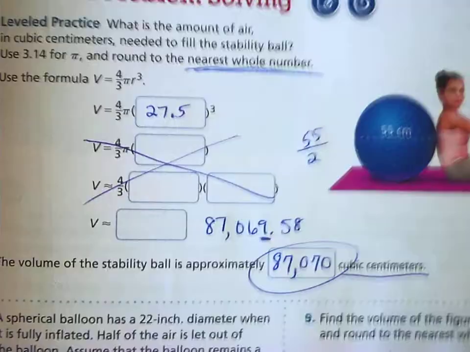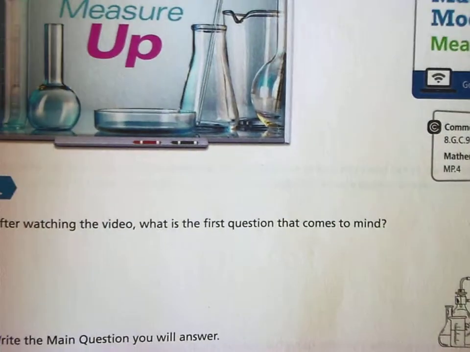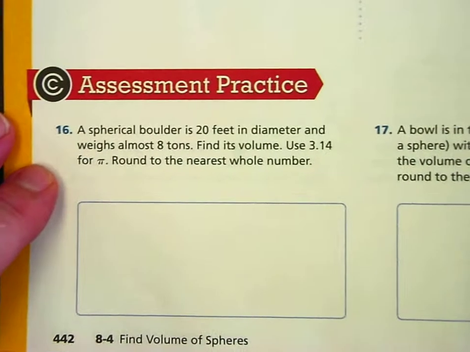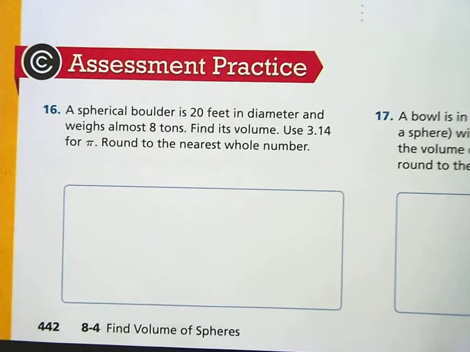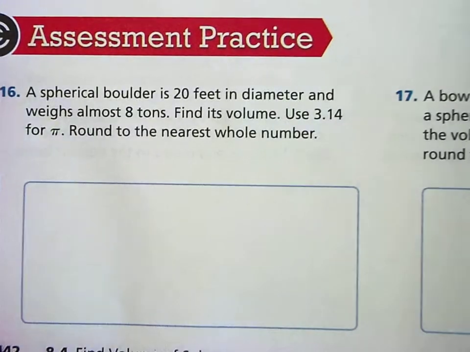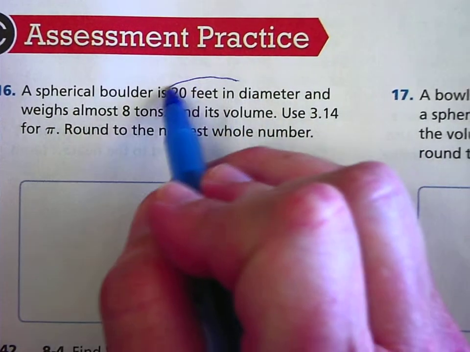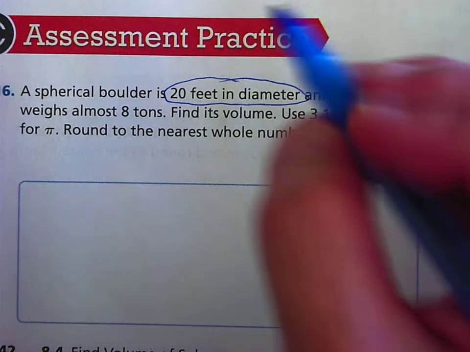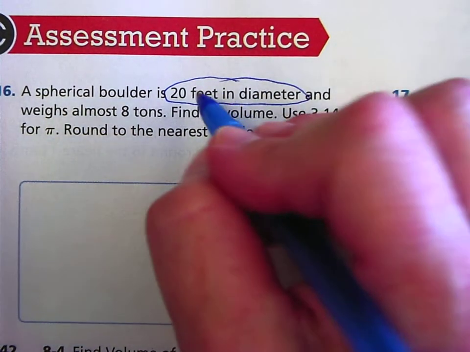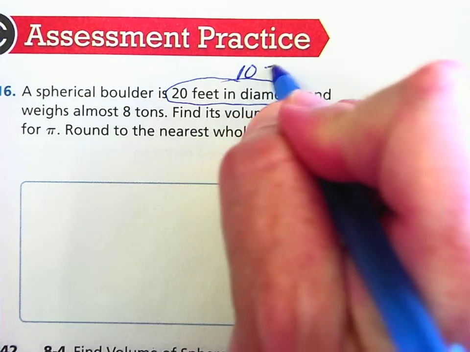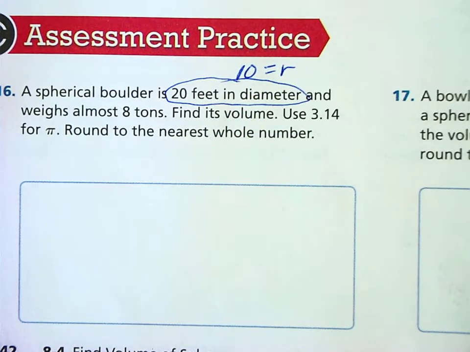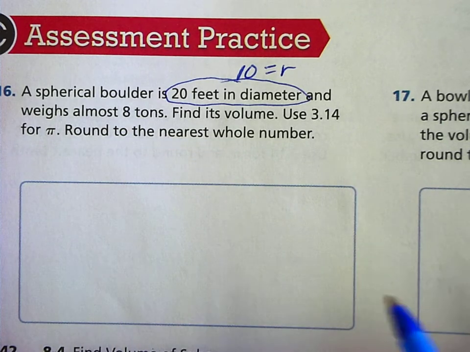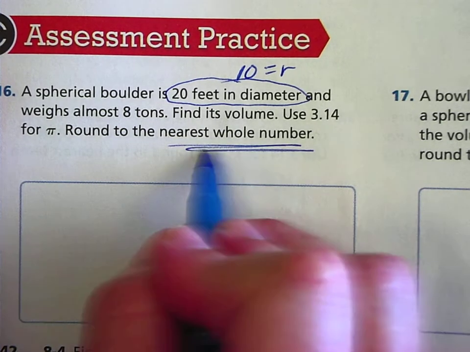All right, let's take a look at the back side. We'll do a couple more finding volume. Let's take a look at number 16. A spherical boulder is 20 feet in diameter. So again, what do you have to do when you're given the diameter? Cut it in half. Diameter divided by 2. So 20 divided by 2 is 10, which is your radius. It weighs almost 8 tons. Find the volume. Use 3.14 for pi. Round to the nearest whole number again.